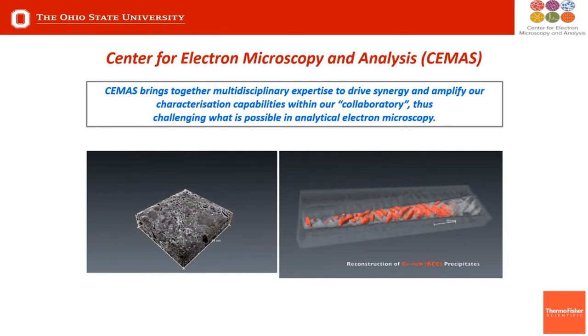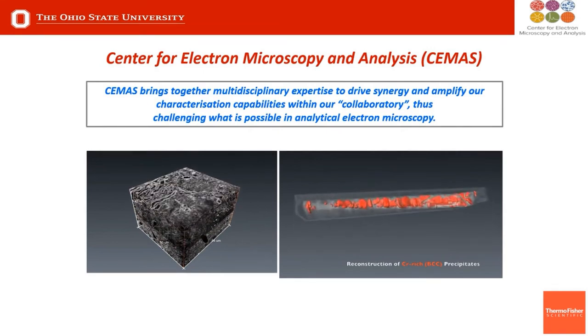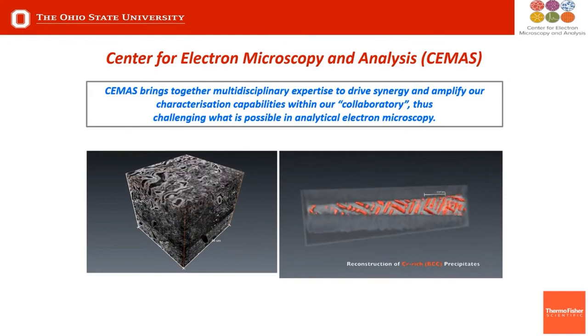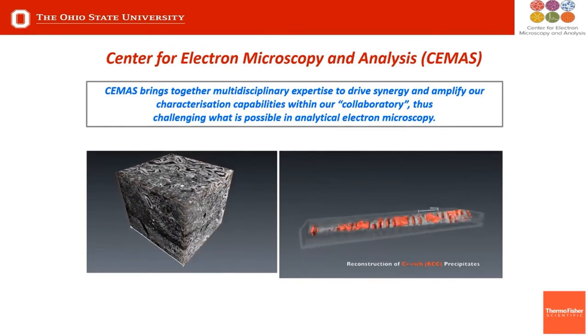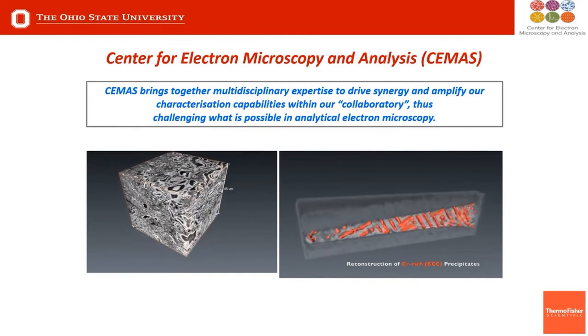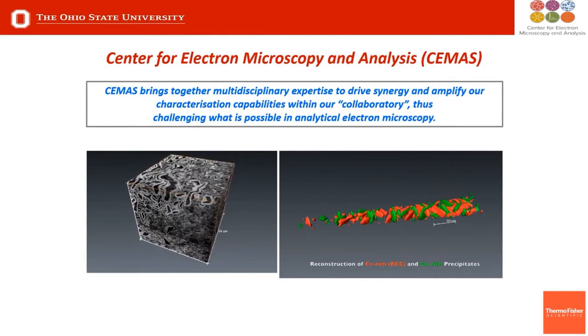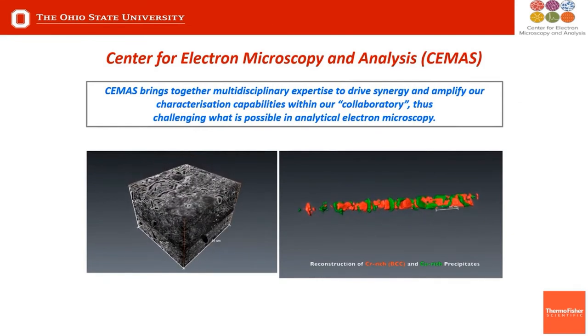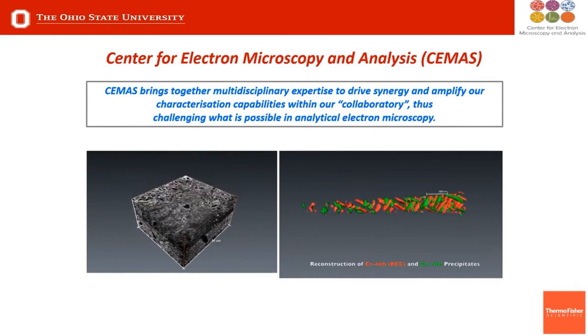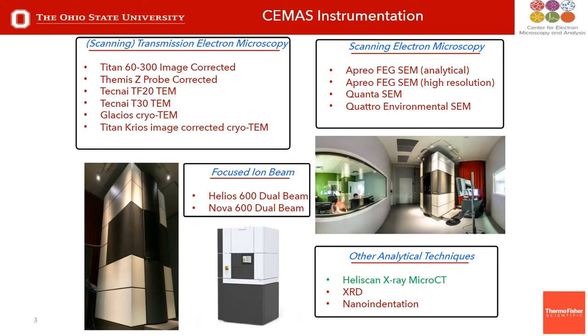So what we try to do at CMAS is bring together multidisciplinary expertise and combine that with our expertise in electron microscopy with external partners and scientists who have problems that they want to solve, and electron microscopy or X-ray analysis can do that. We're very lucky at CMAS to have a wonderful partnership with Thermo Fisher. You can see here a list of our instruments that we have at Ohio State.